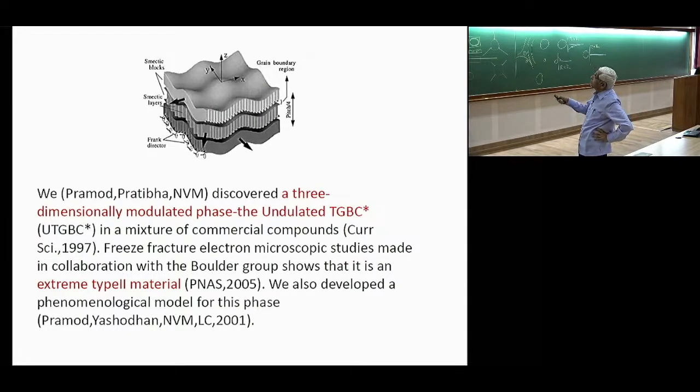It has this structure. See, within the block of Smectic TGB-C, it doesn't twist. Here we found a case in which there is a twist within the block also. So there is a twist orthogonal to the blocks as well as within the block. So it's a three-dimensionally twisting structure. It's a pretty complicated structure.